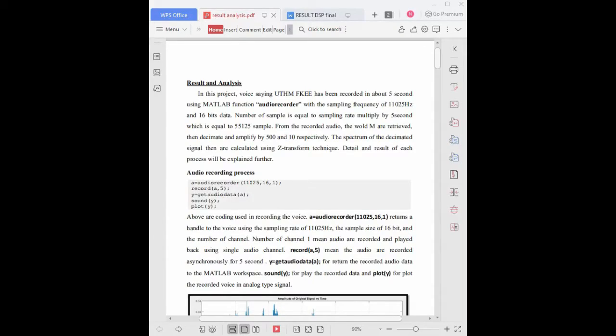In this project, we record voice saying UTHM FKE in about 5 seconds using the audiorecorder function in MATLAB with the sampling frequency of 11025 Hz. So from the recorded audio, the word M is retrieved and then decimated and amplified by 5 and 10 respectively. We then calculate the spectrum of the decimated signal using the Z transform technique.